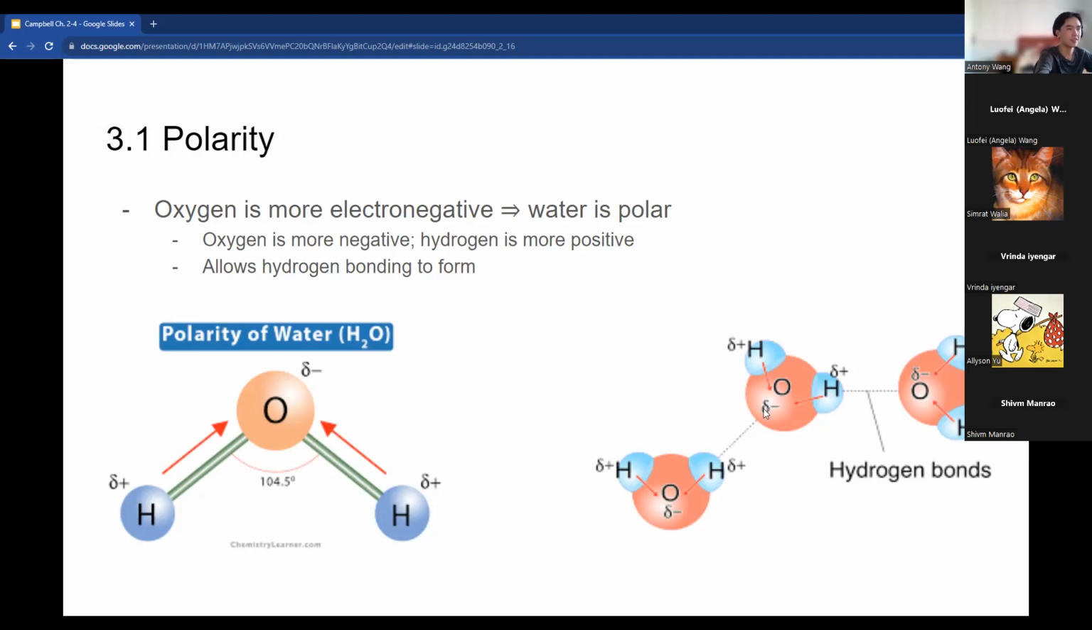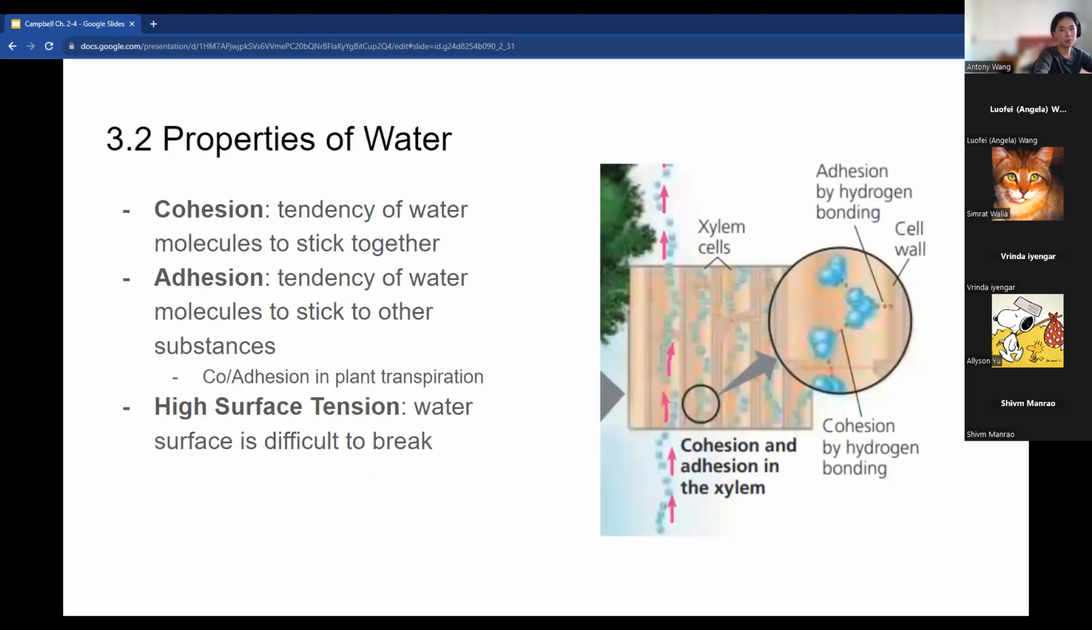Hydrogen bonds, as you can see from this diagram, are just the attraction between a partially positive hydrogen atom of one water molecule and the partially negative oxygen atom of another molecule. So the opposite charges attract, and this is one of the strongest intermolecular forces. So what does hydrogen bonding do for water? What properties does it give? Here are some important ones.